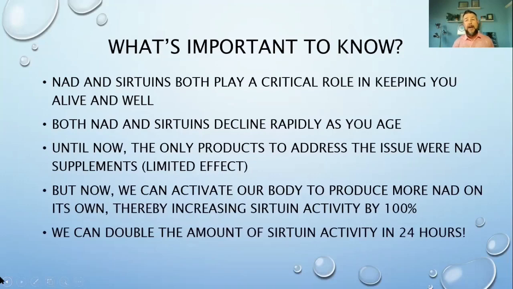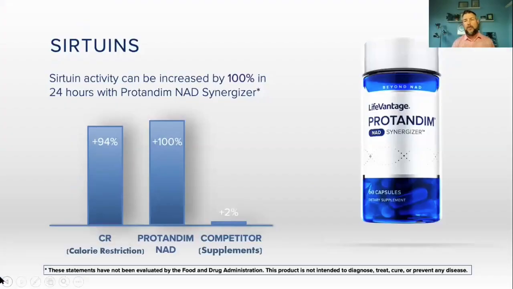And until now, all we had to address the problem were supplements, which were NAD precursors. They're basically trying to insert NAD inside the body, and that's not always efficient or effective. But now, with our new product, we can actually activate our body's own ability to produce more NAD on its own. And therefore, we can increase this sirtuin activity by 100%. We're essentially doubling it, and we can do it within 24 hours.